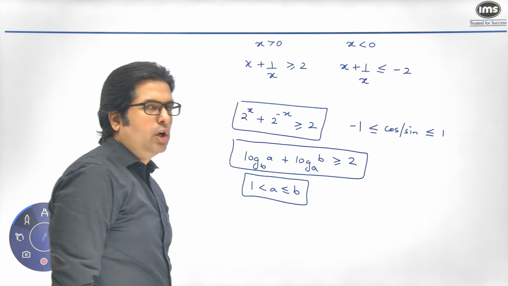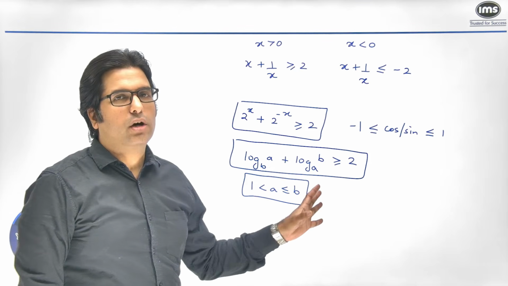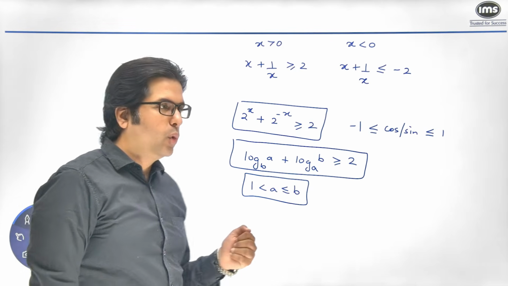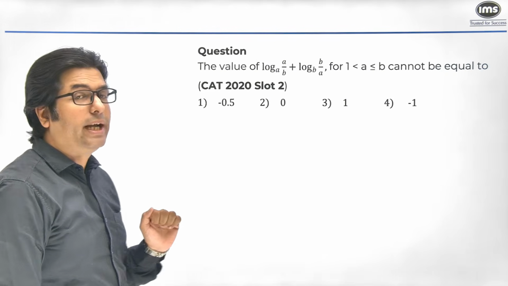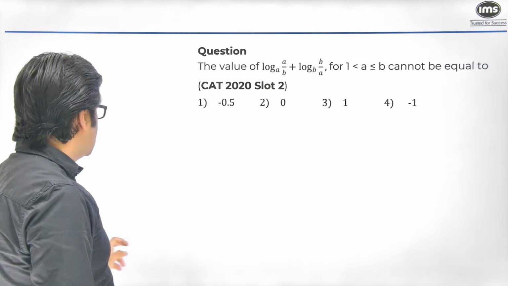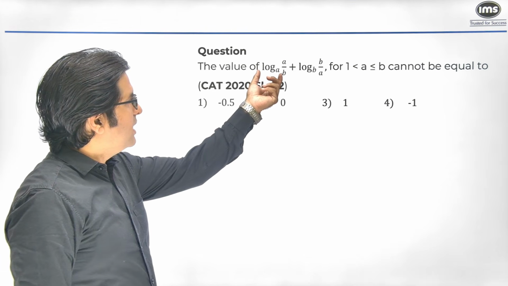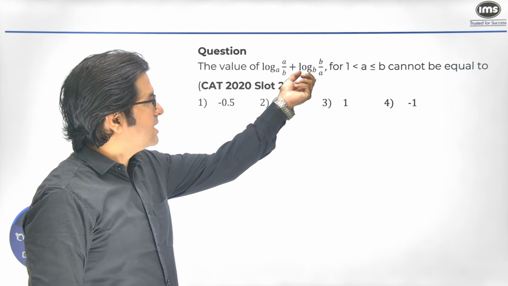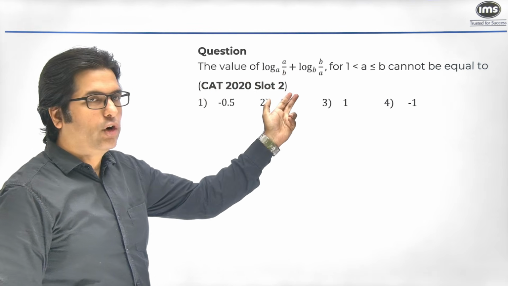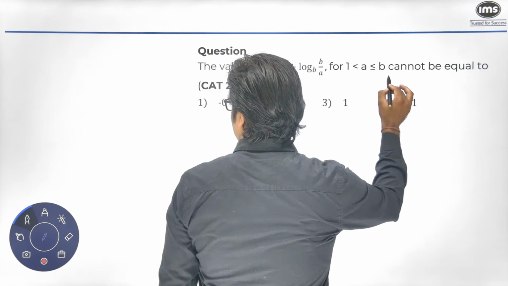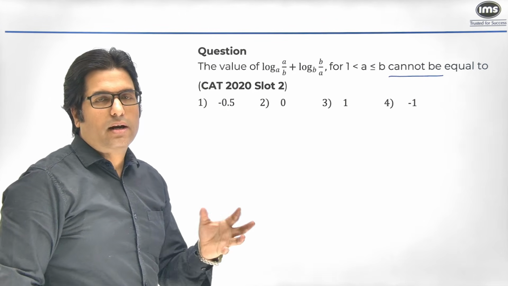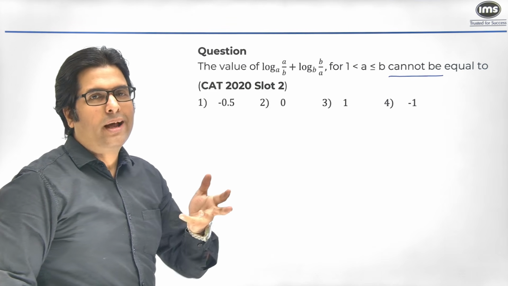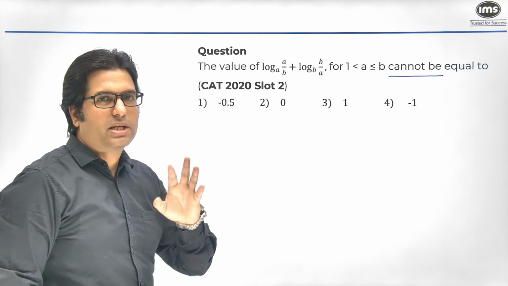So based on these simple concepts, let's now jump straight away to some of the questions that have appeared in previous year's papers. So let's look at this question from CAT 2020 slot 2. Just what we saw, we have been given an expression, one is with base A, another is with base B, and this expression cannot be. Now this term, that this expression cannot be equal to, is giving you a hint that somewhere around the lines we are expected to do a range kind of calculation, some minimum, some maximum value.